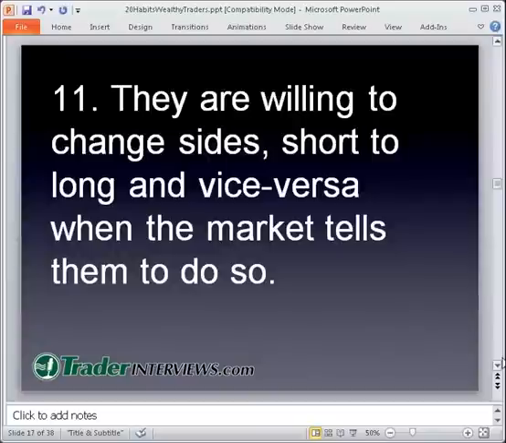All right. Number 11, they're willing to change sides, short to long, and vice versa when the market tells them to do so. This is kind of going back to the first point where they don't care about being right. If the market is telling them different information, if something has turned and they've seen confirmation of that turn and it's going the way that they didn't anticipate, either after earnings or whatever it may be, they'll sell their long position and go short without even a thought about it. They don't get down on themselves for being wrong about their first decision. They want to make money. That's all they care about. So they're willing to switch sides very quickly, and so should all of us.